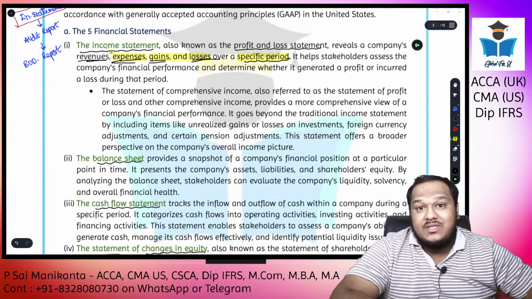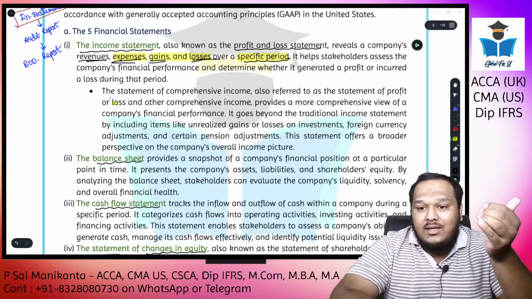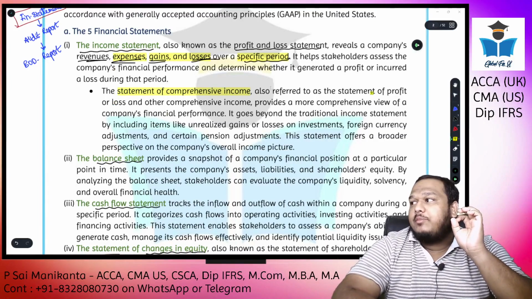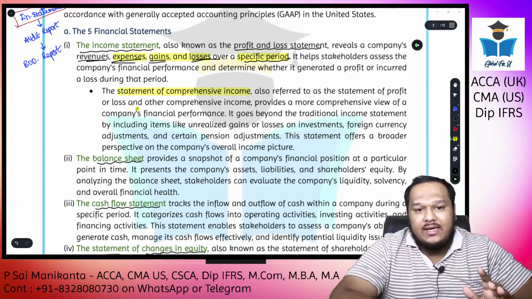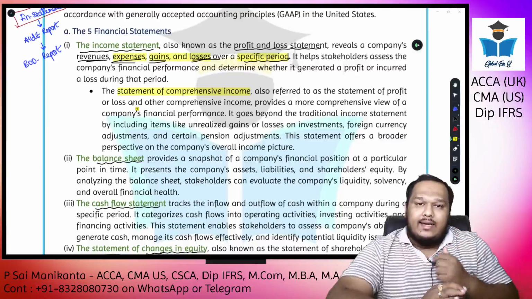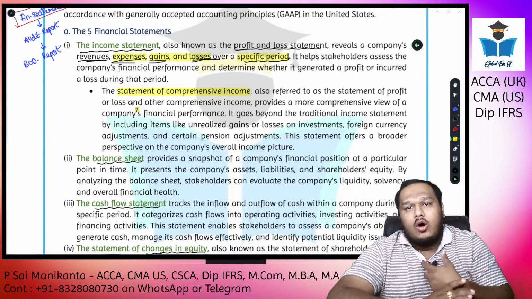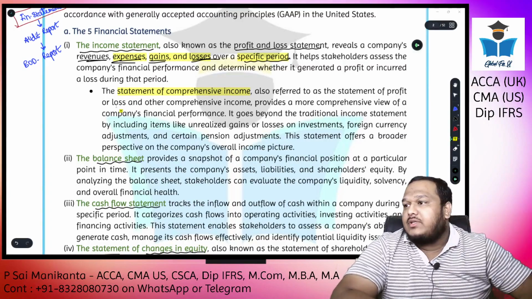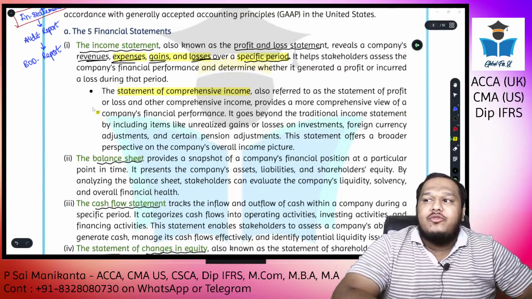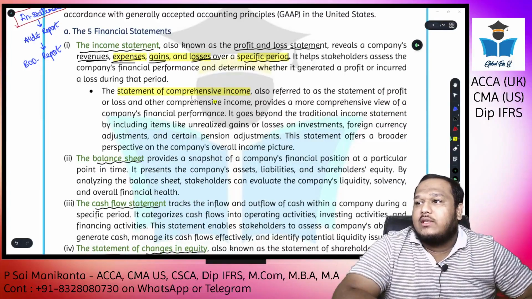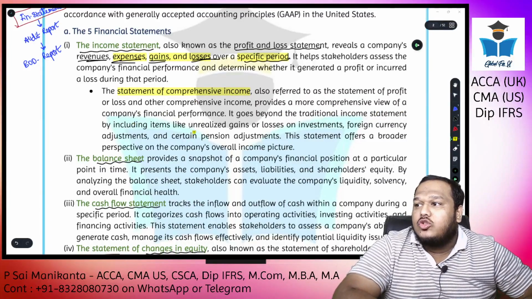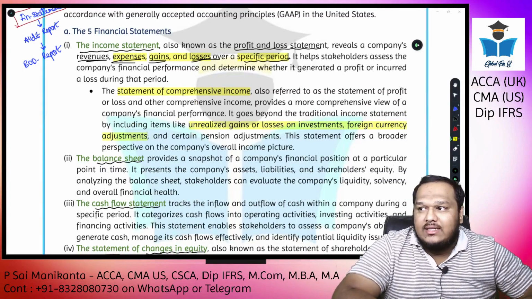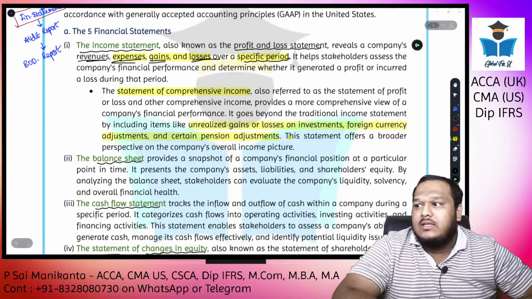So the income statement is further expanded into something called statement of comprehensive income or statement of profit and loss and other comprehensive income. So different names. It can be called a statement of comprehensive income or statement of profit and loss and other comprehensive income. It is a collective statement. Provides more comprehensive view of the company's performance. It goes beyond the traditional income statement. It also shows items like unrealized gains or losses on investments, foreign currency adjustments, pension related adjustments, and so on.